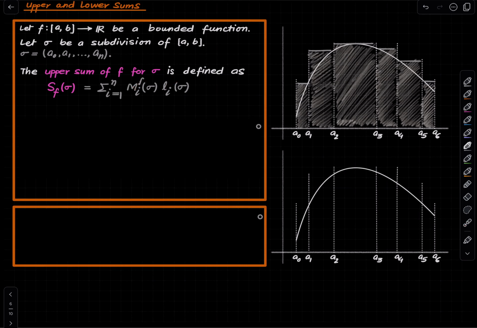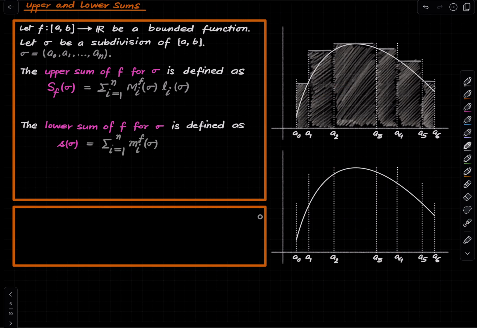Already starts to look ugly. So that's the upper sum. Similarly, you can define the lower sum. So the lower sum, which I wanted to illustrate here, but I've already wasted a lot of time shading this guy. So the lower sum is summation, right? And you can correlate with the picture.